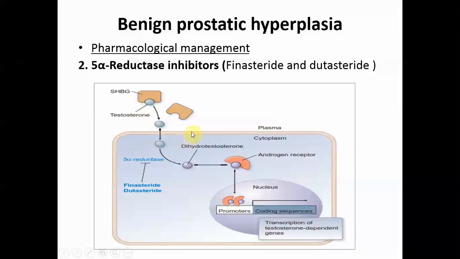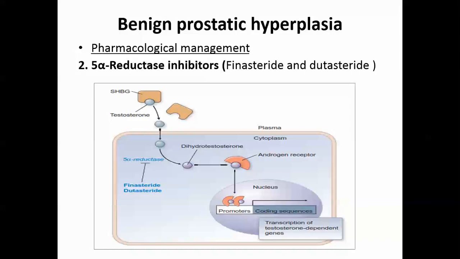We are talking about the prostate cells, prostatic cells, and inside the cell it will be converted into an active form, because testosterone itself will not be active. It has to be converted or metabolized into an active form, which is dihydrotestosterone, by the effect of 5-alpha reductase enzyme. So if I don't have dihydrotestosterone inside the prostatic cells, it's as if we don't have the effect of testosterone on the cells.